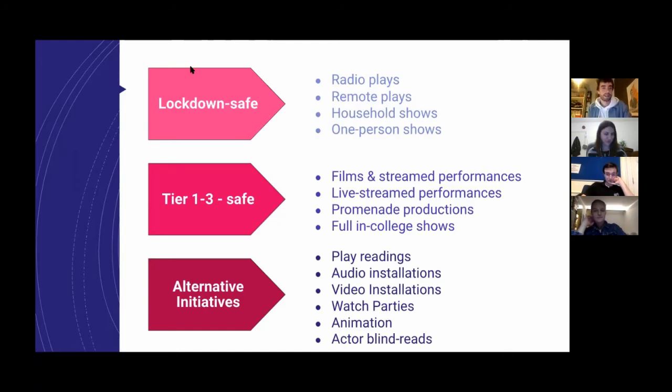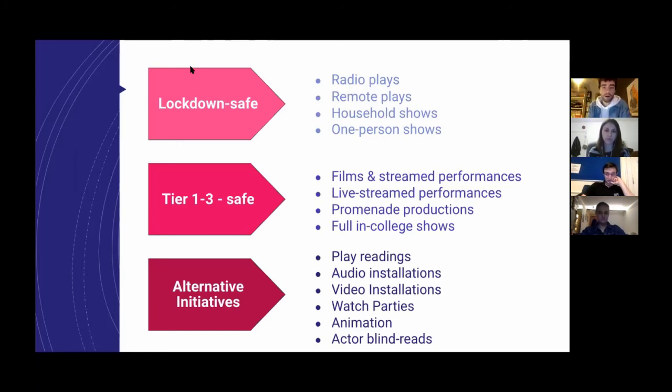Play readings is fairly simple. You could do a book club, or you could do something like a Zoom reading where people take different characters. And then audio and video installations. Can you put audio or video somewhere in your college or on the university so that it can be projected, or you can have headphones like silent disco headphones, so that you can have a kind of constant performance which crosses different formal boundaries.